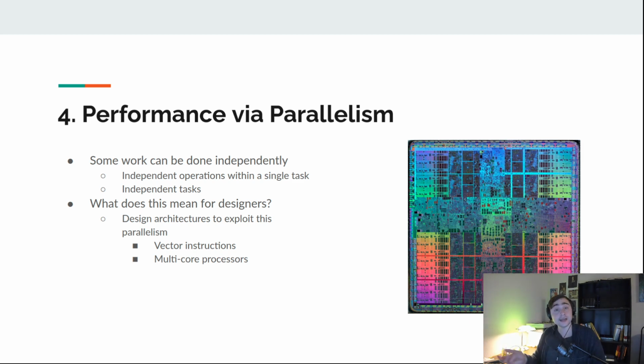It means that we design architectures to exploit this parallelism, which means that we design architectures that have vector instructions, so instructions that can compute multiple elements at the same time. So do, say, 8 multiplications at the same time, 8 additions at the same time. And we also design multi-core processors, so we have multiple different cores where different applications can be running at the same time.